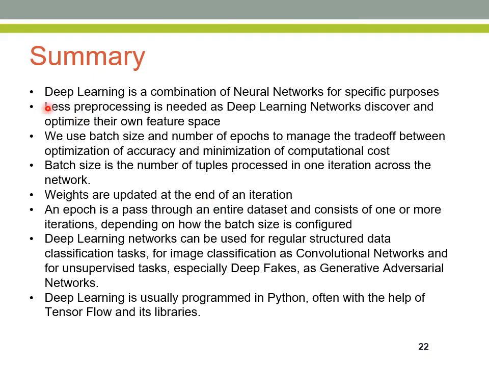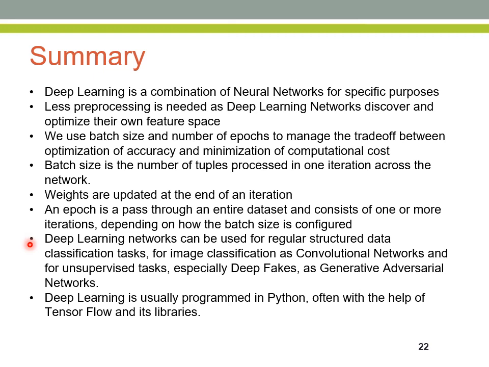So to summarize, deep learning is a combination of neural networks for specific purposes. Less pre-processing is needed as deep learning networks discover and optimize their own feature space. We use batch size and number of epochs to manage the trade-off between optimization of accuracy and minimization of computational cost. Batch size is the number of tuples processed in one iteration across the network. Weights are updated at the end of each iteration. An epoch is a pass through an entire dataset and consists of one or more iterations depending on how the batch size is configured.